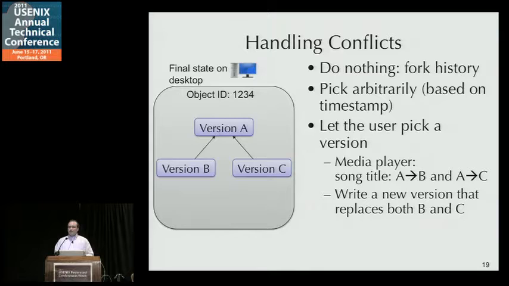You could let the user pick. You could say, here's two alternatives, and let the user pick. Maybe that would make sense if you actually performed a textual edit of something like a title in two places where it's unclear what the right answer ought to be. If you want to do something like that, what the application would do is create a new version which says it replaces both existing conflicting versions.